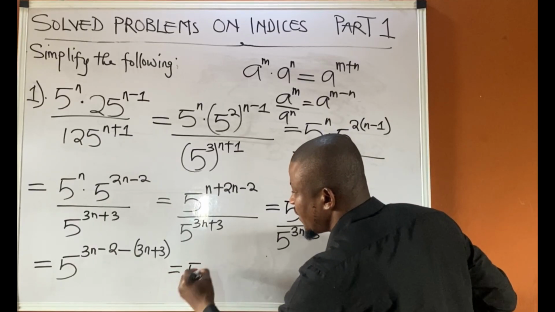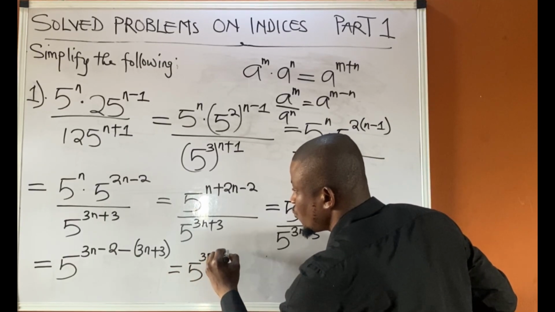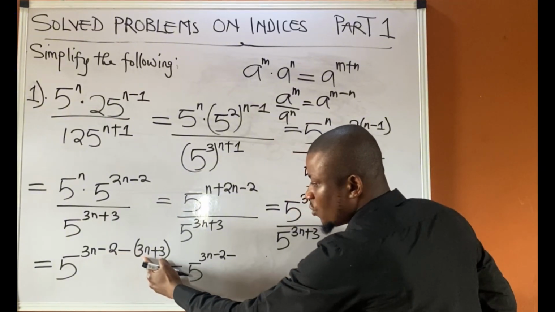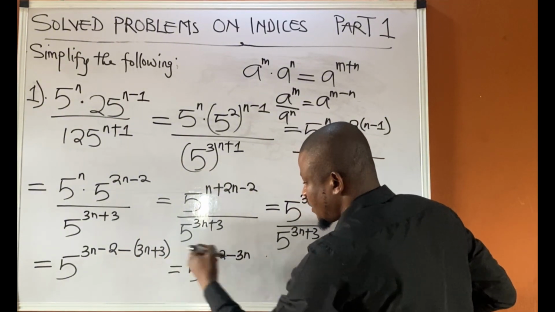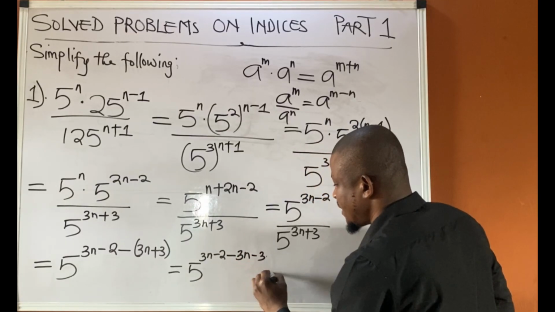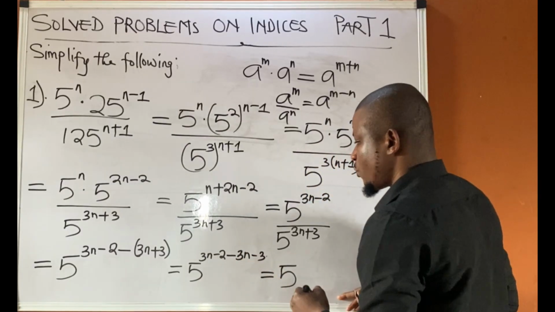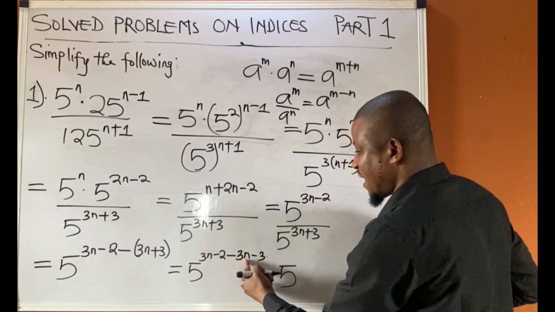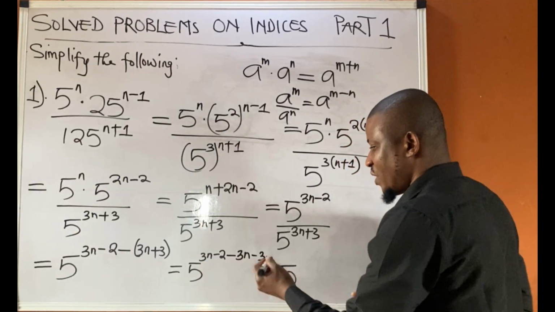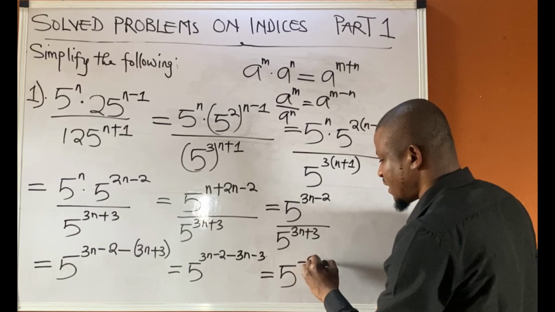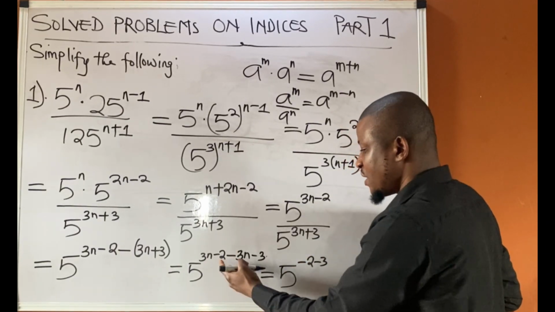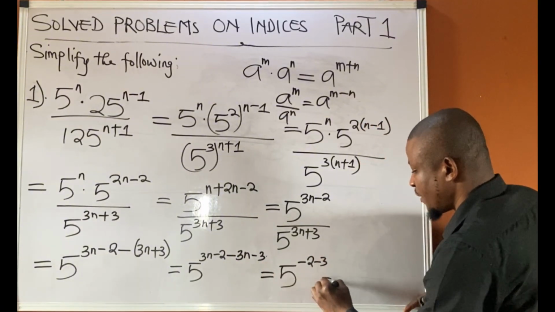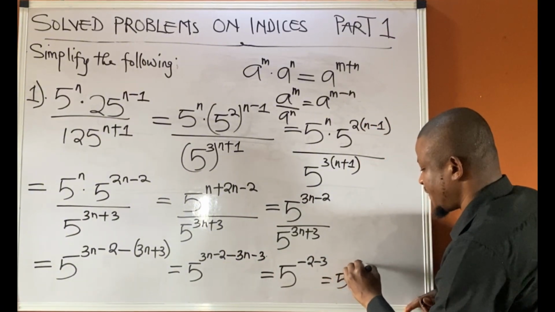This is 5 to power 3n minus 2. Now, minus into 3n is minus 3n. Minus into 3 is minus 3. And this gives us 5 to power 3n minus 3n is 0. So we have a negative 2, negative 3. This and this will go out. 3n minus 3n is out. Now, minus 2 minus 3 is 5 to negative 5.